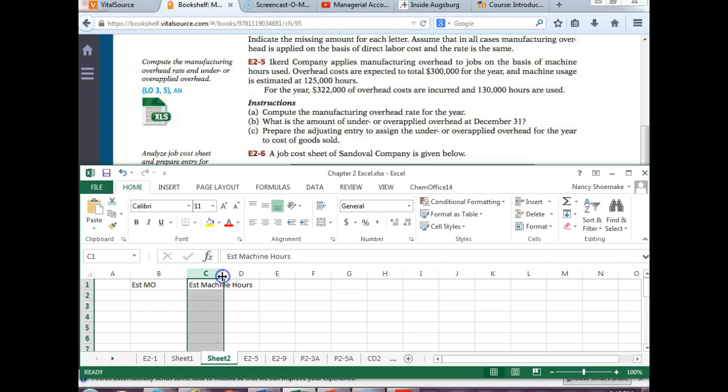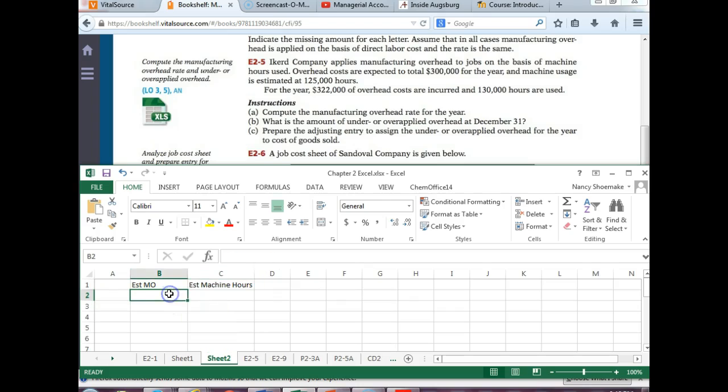So we've got manufacturing overhead to be estimated at 300,000. And the machine hours, 125. What would be our predetermined rate?